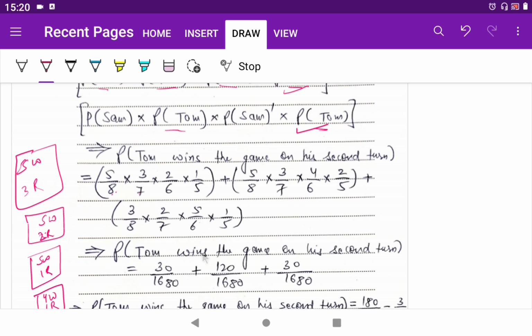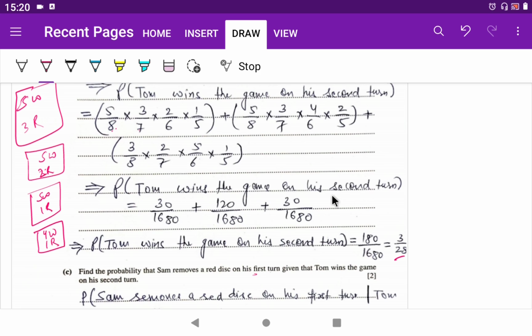So after calculation we get that Tom wins the game on his second turn: 30 upon 1680, 120 upon 1680, and 30 upon 1680, and the sum of all these is 180 upon 1680, which is equal to 3 upon 28. So the probability that Tom wins the game on his second turn is 3 upon 28.